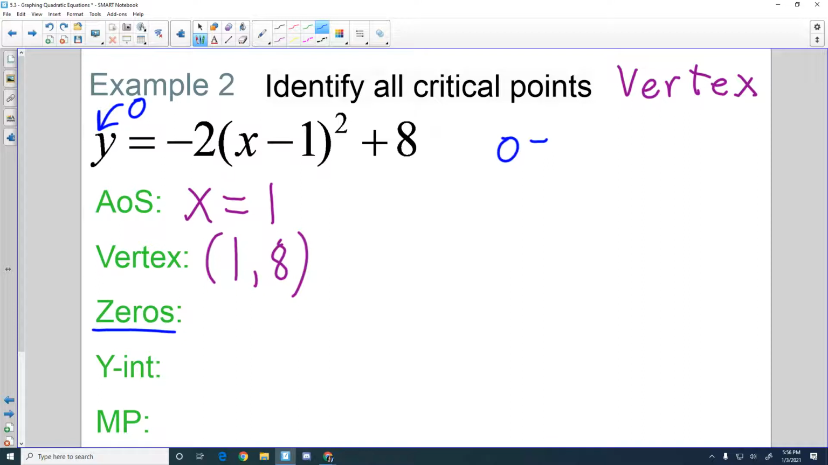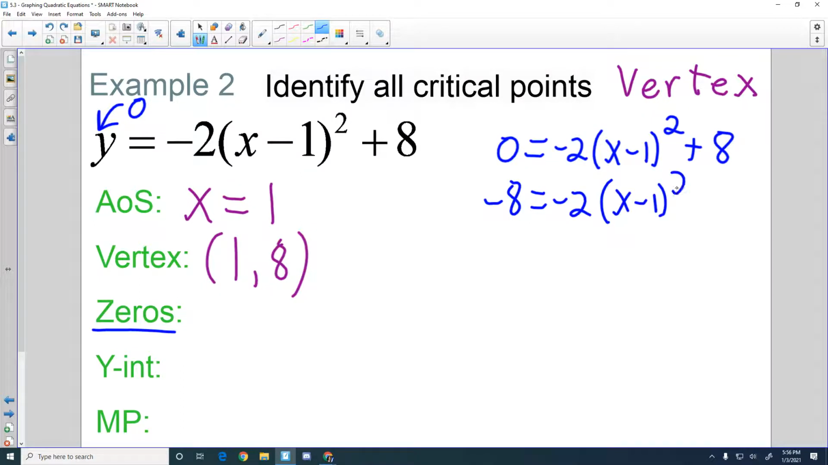So you have 0 equals negative 2 times (x minus 1) squared plus 8. I replace the y with a 0 because everywhere on the x-axis, the y has a value of 0. And I'm just going to solve this for x. Let's start by subtracting 8 from both sides. So you get negative 8 equals negative 2 times (x minus 1) squared.